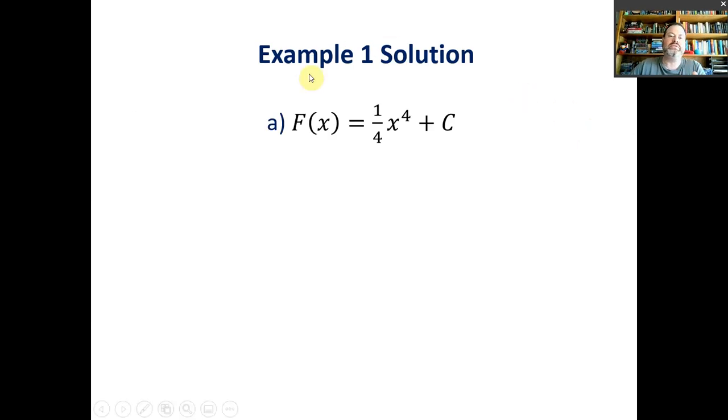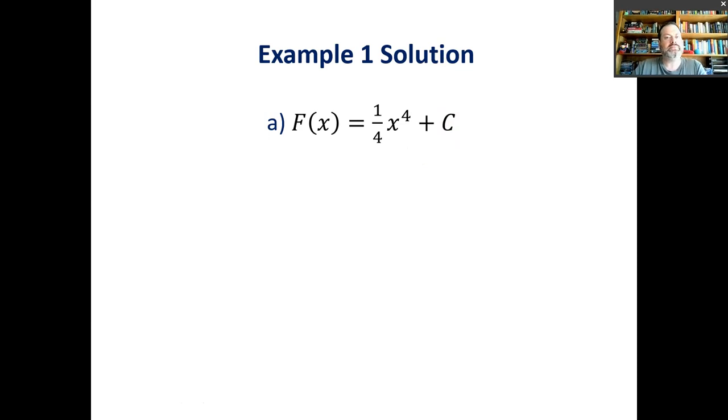So we have to put a 1/4 in front of the x to the 4th, because in our f of x we didn't have anything out front, so it's a 1. When we take the derivative of this and the 4 comes out, you get 4 times 1/4 x to the third, which simplifies to x to the third. And then your c, of course, goes to 0.